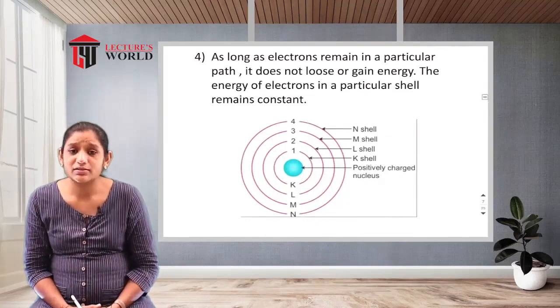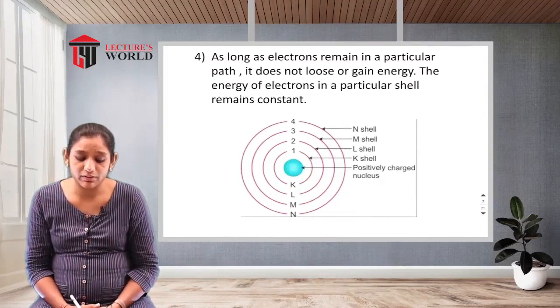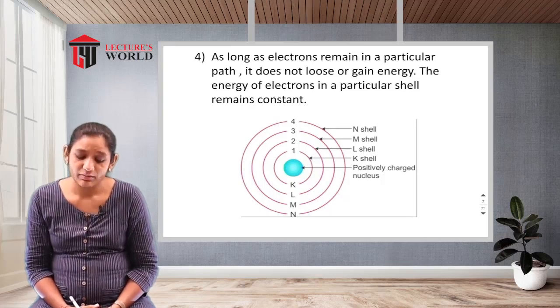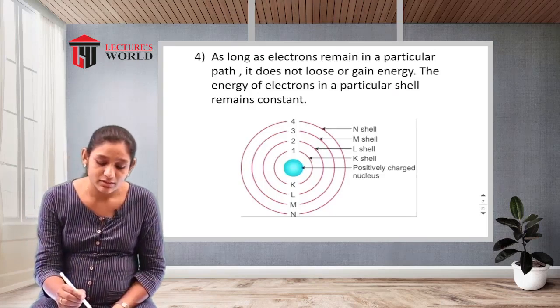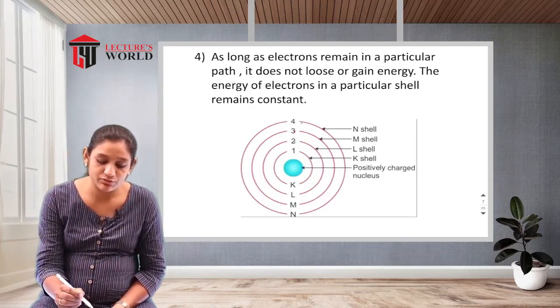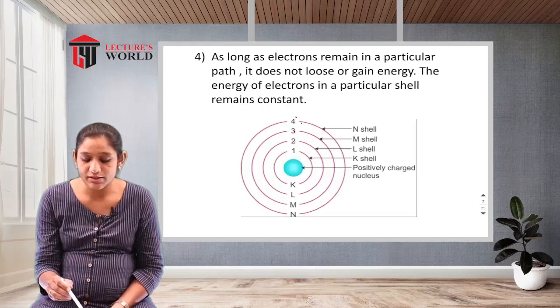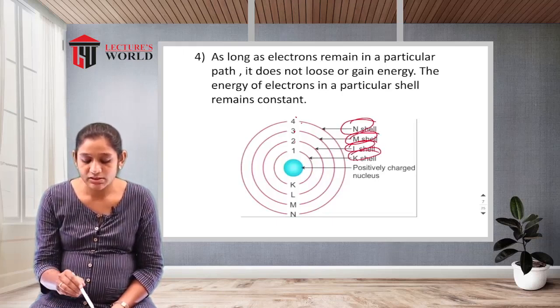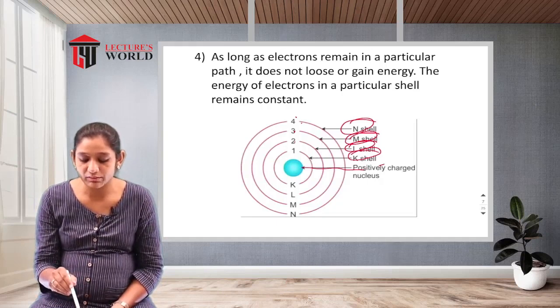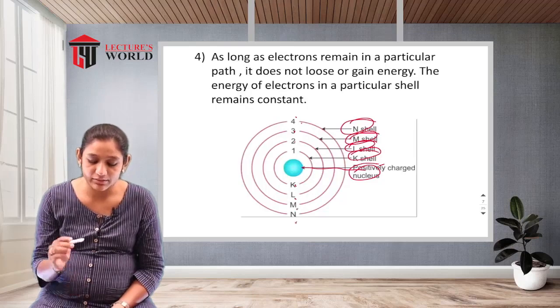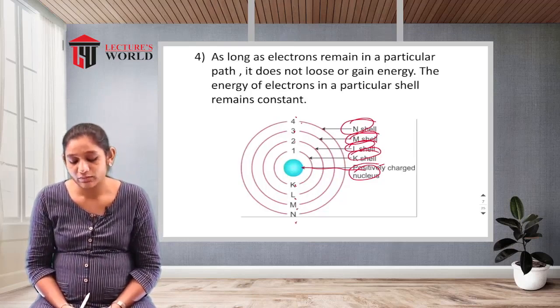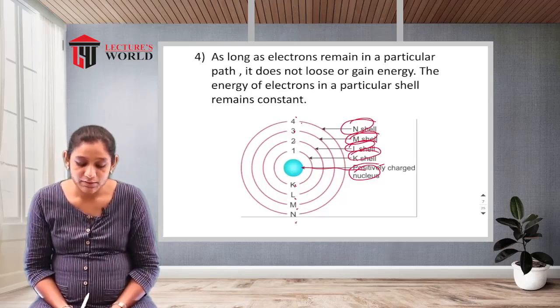As long as electrons remain in a particular path, they do not lose or gain energy. This is the 1, 2, 3 and 4 layers: N shell, M, L, K, with the positively charged protons at the center. These are the layers named K, L, M, N.